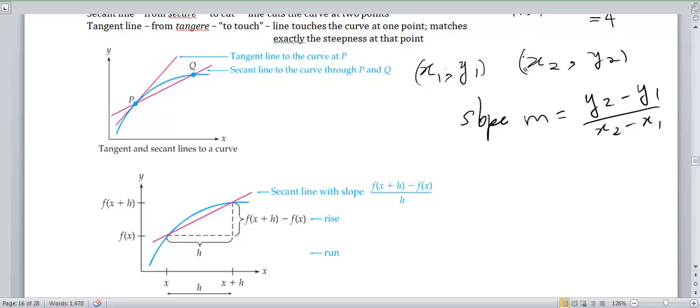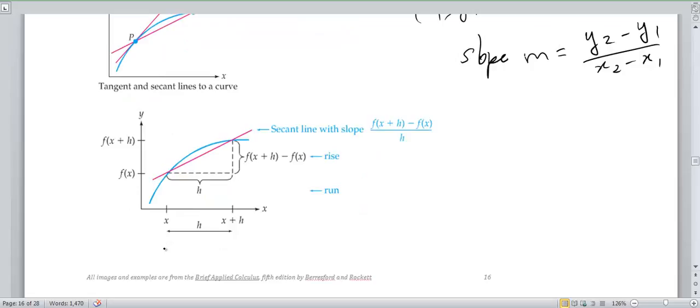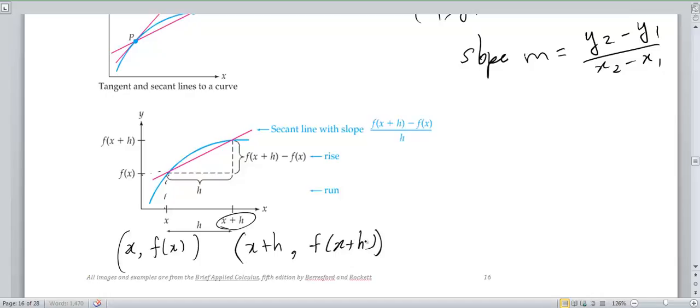Now if I told you the points were these 2 points right here, so when the x value is x, the y value is f of x, from this point right here. When the x value is x plus h, this one, the y value is f of x plus h. So I have my 2 points here. Let me call this point 1 and point 2.